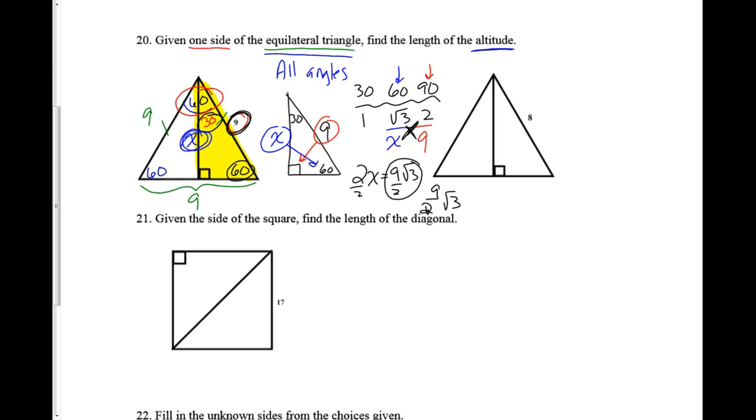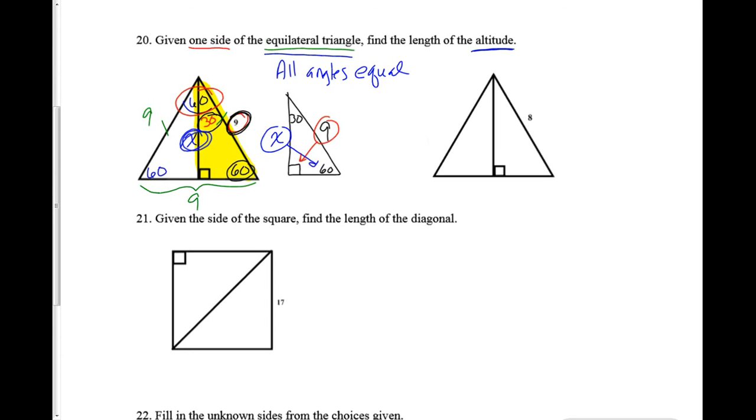Moving on to the problem at the right. This is the same as the one that we just did, so we know some things already. We know that we have a 30, 60, 90 triangle, and we know we're trying to find the altitude, which is right here. So I'm going to draw that triangle out by itself. X is here, 30 is here, 8 is here, and 60 is here. Now we have a 30, 60, 90 triangle, so we use our ratios.